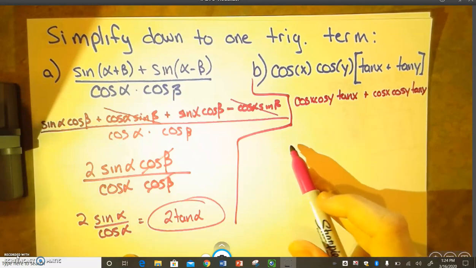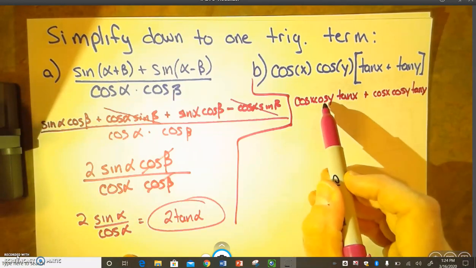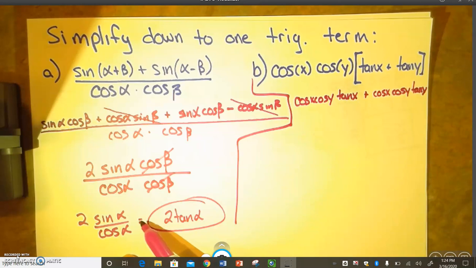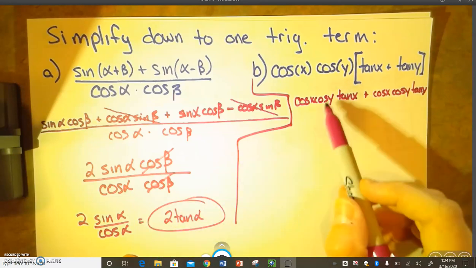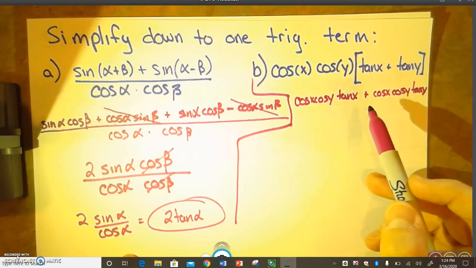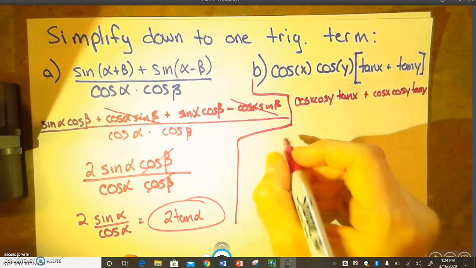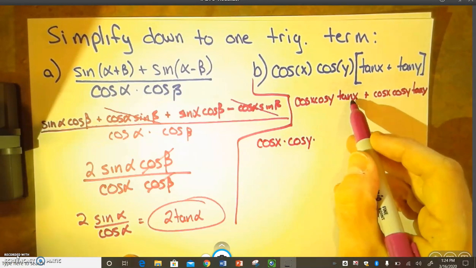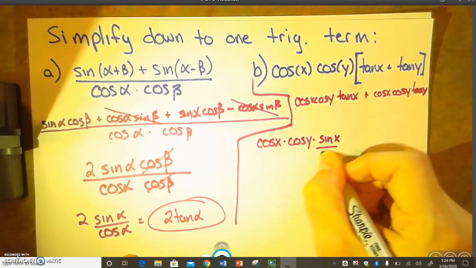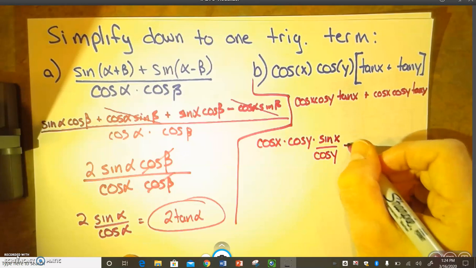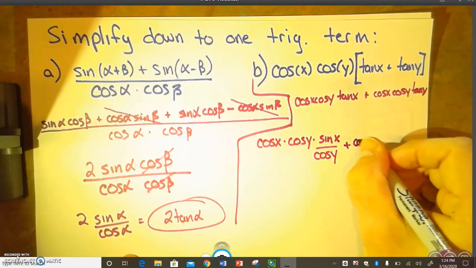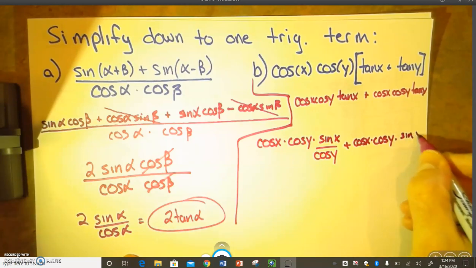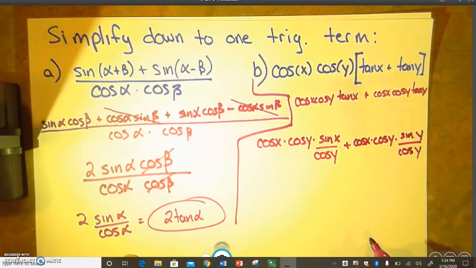Okay, now I'm going to go down to where I have a little bit more space here. So cosine x cosine y I'm going to leave alone. Tan x, just like we just saw down here, tan can be rewritten as sines and cosines, and I'm going to do that because you're going to notice very quickly some things cancel out very nicely. So cosine x cosine y times tangent of x is sine of x over cosine x plus cosine x cosine y. Tangent of y is now sine y over cosine y.